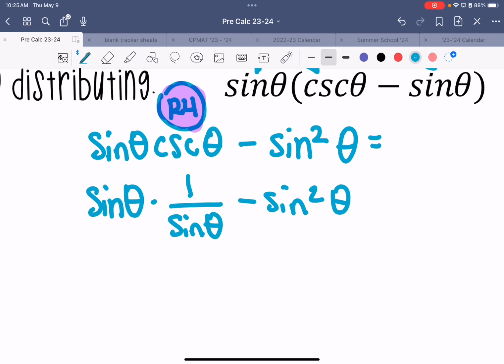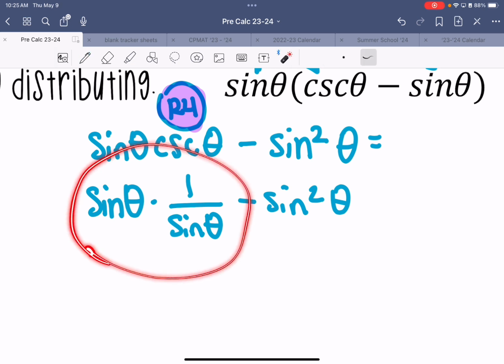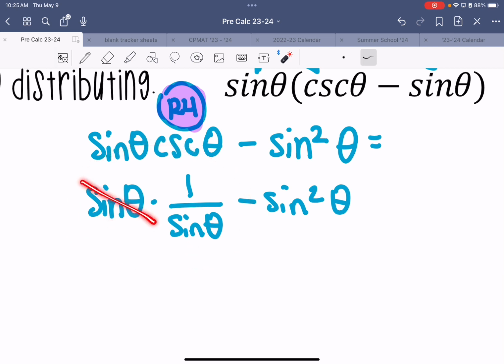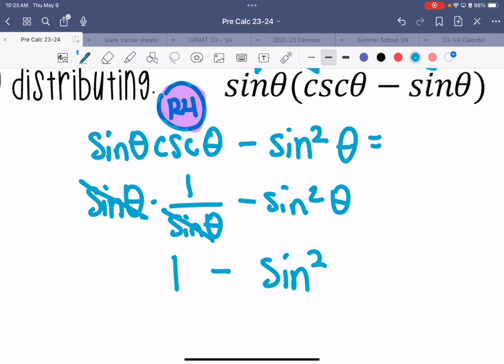Now, can I do anything here? What can I do here? If it helps, I can tell you I have a sine on the top and a sine on the bottom. What could I do with those sines? Anyone can answer. I could cancel. Good, these will cancel out to make 1. So that would leave me with 1. And then I still have my minus sine squared.